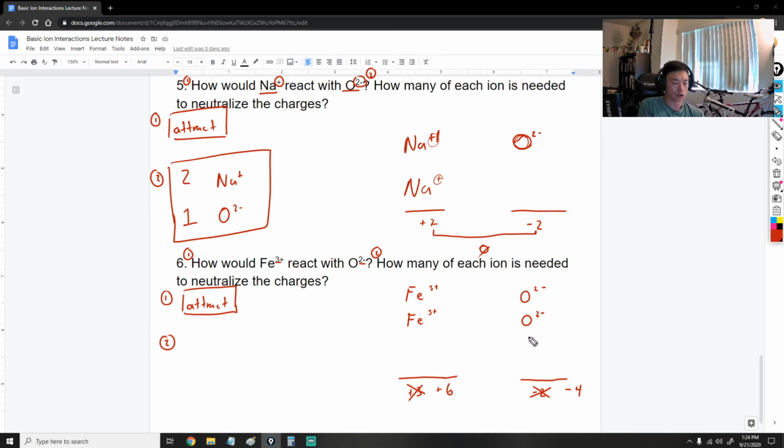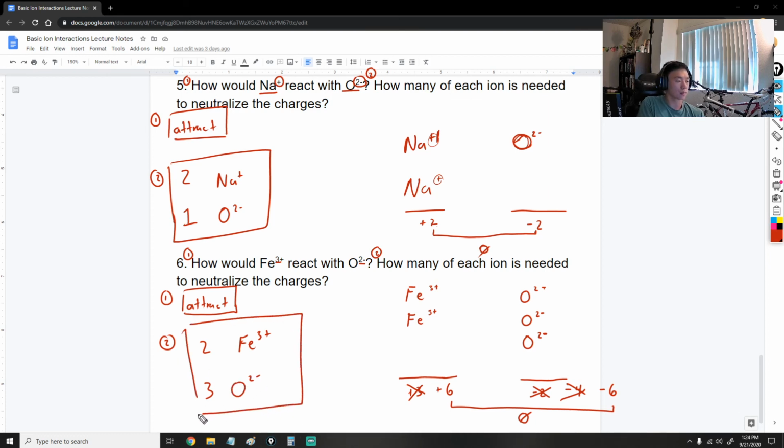So what we're going to have to do is add another O that's negative. So we have negative 2, negative 4, negative 6, and now we are finally balanced out together. Okay, positive 6, negative 6, and they balance to 0. So how many Fe3+ do I need? I need 2 Fe3+. How many O2- do I need? I need 3 O2-.